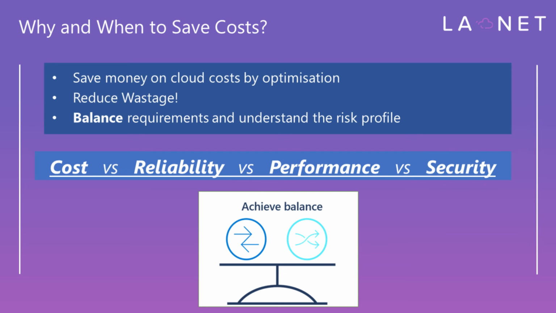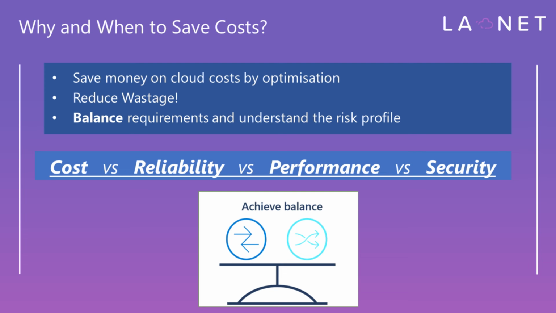Okay, why and when to save costs? One question is, why should we save costs and when should we do it? So what you want to do is look at saving money by optimizing your workloads and reducing wastage as well. So we don't want to just save costs for the sake of it, because if you're just saving costs for the sake of it, what are you giving up and what are you compromising?